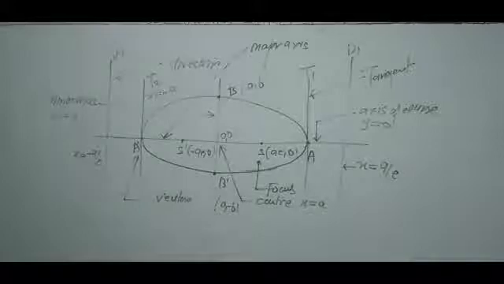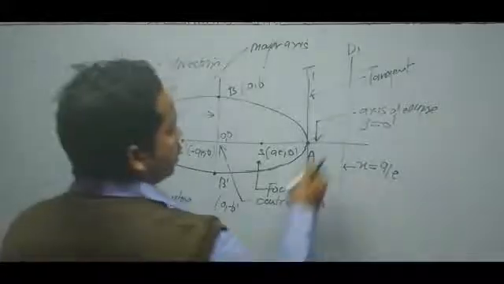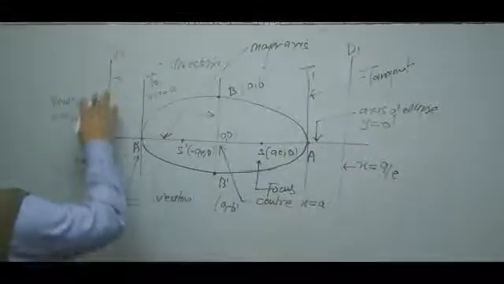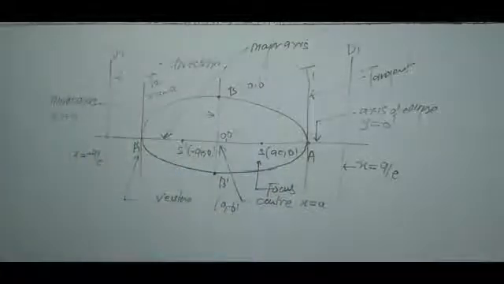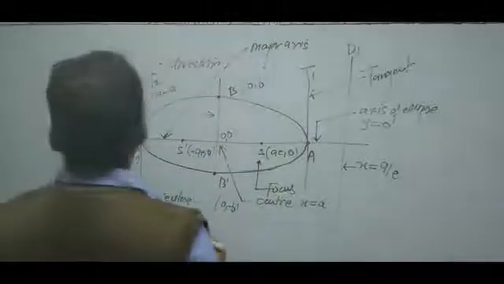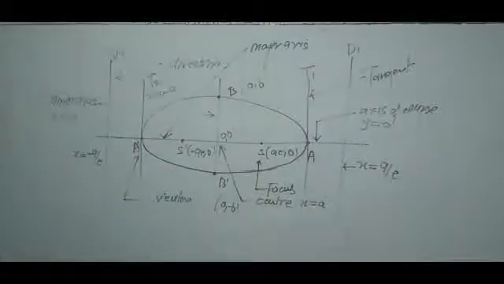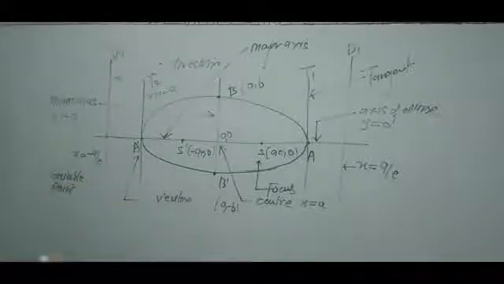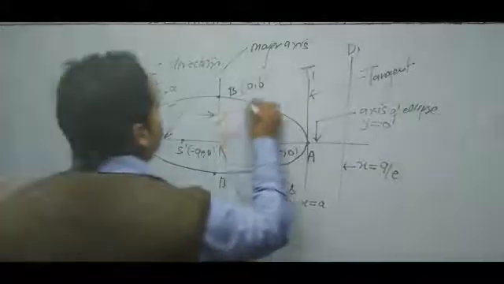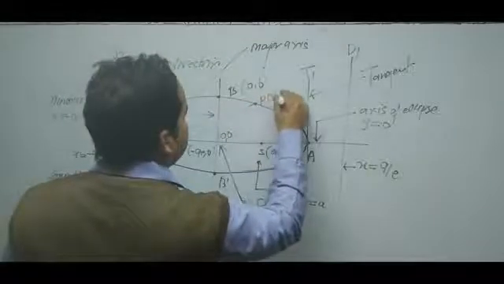You will see, this is also known as the directrix. This line D1 and D2 are directrices. And you can suppose this is the variable point. Where is the variable point? Suppose this is the variable point P having coordinates (x, y).